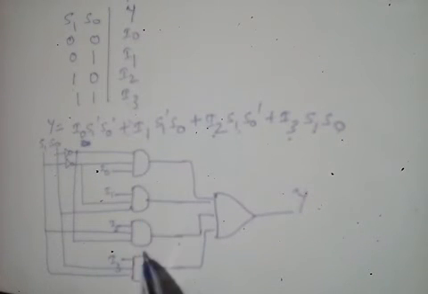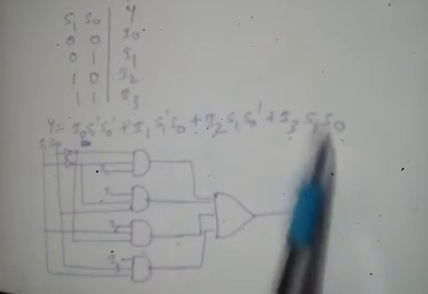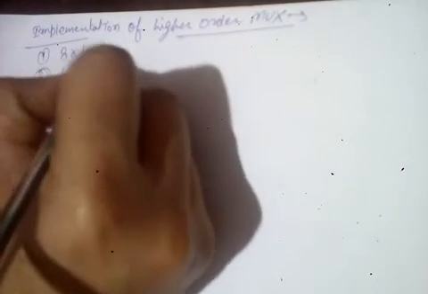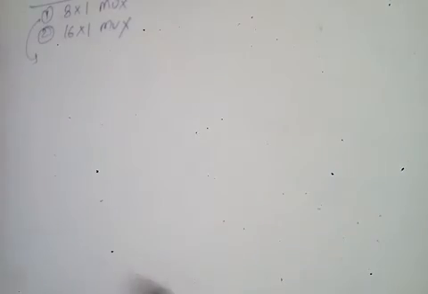Here we need 4 AND gates, 1 OR gate to add all these, and 2 NOT gates. Now implementation of higher order multiplexer. We will implement higher order mux from lower order. So suppose we will implement one 8x1 mux and second 16x1 mux. So first we will implement 8x1 mux.